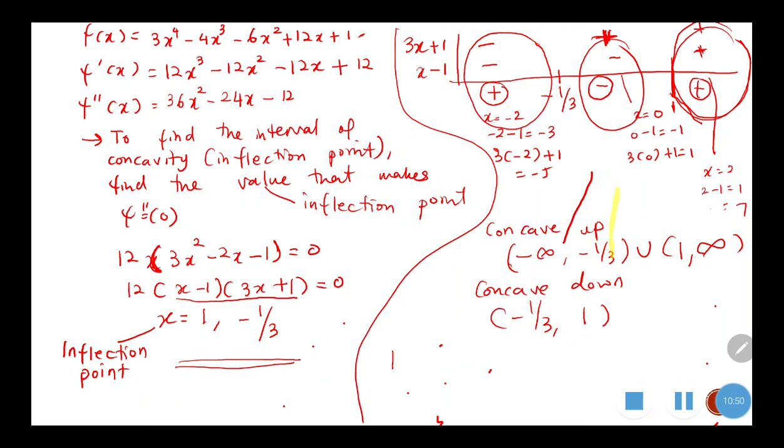So now what is the inflection point? You have to write it down. I know what it is and you know too. The inflection points are when x equal to 1 and x equal to minus 1/3.